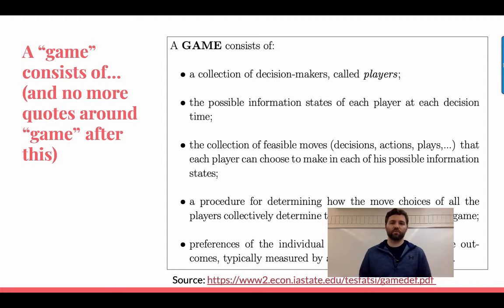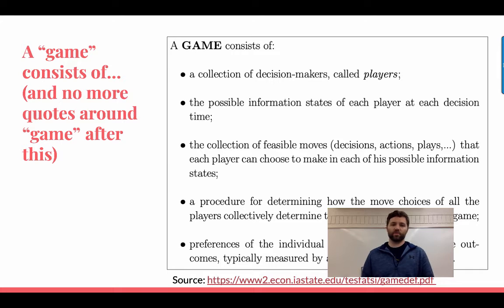All right, the collection of feasible moves. These are decisions, actions, plays, moves, whatever it is that each player can choose from in each possible information state. So, who is in the situation? Who's in the game? It's players, right? What information do they have? What could they possibly do?